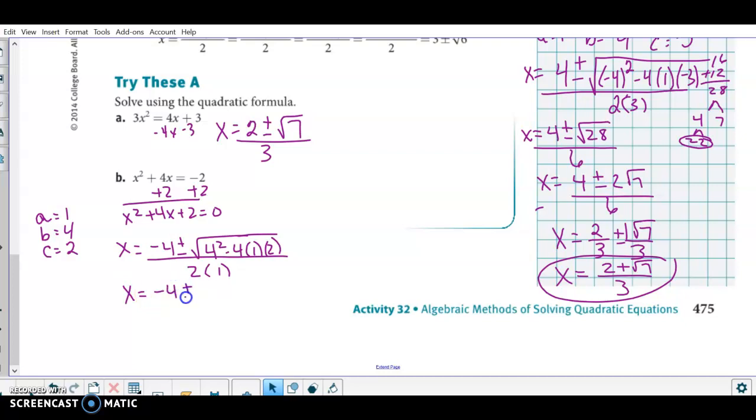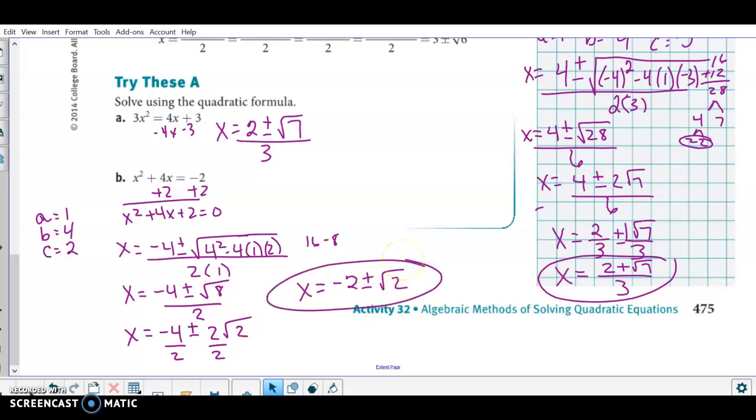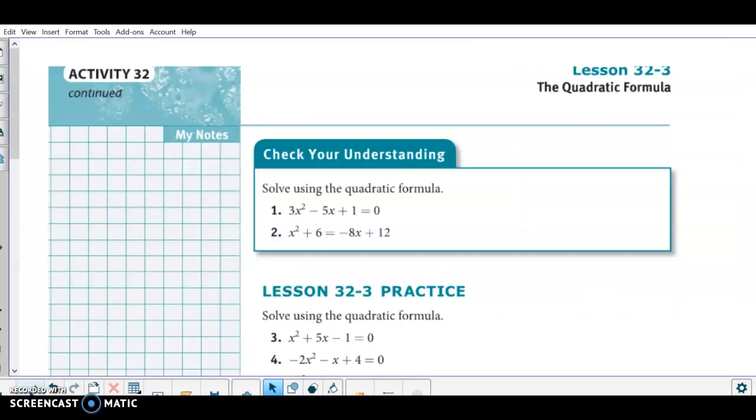Negative 4 plus or minus, so this is 16 minus 8. So this is the square root of 8 over 2. And I know that the square root of 8 is 2 on the square root of 2. So we're really dividing both of these by 2. So we finally get x is equal to negative 2 plus or minus the square root of 2. And that is the quadratic formula. So hopefully you did okay on that. There'll be a couple of practice problems.